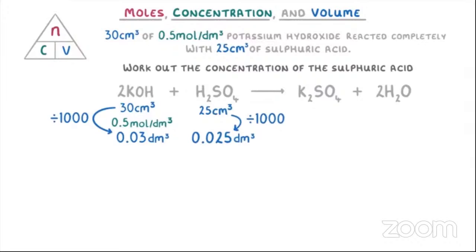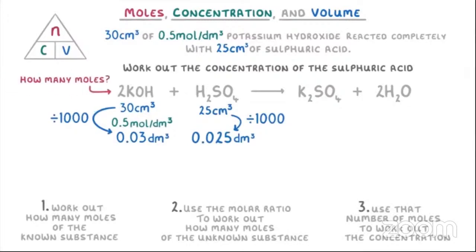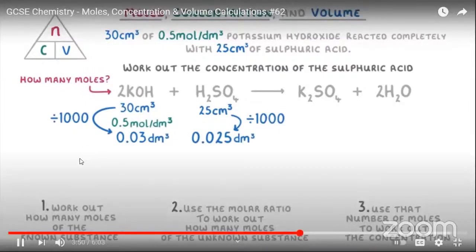Now, the basic idea with all of these types of questions is first to work out how many moles of the known substance we have. Then second, use the molar ratio to work out how many moles of the unknown substance we have. And finally, use that number of moles to work out the concentration of the unknown substance. So our first step is to calculate how many moles of potassium hydroxide we have.